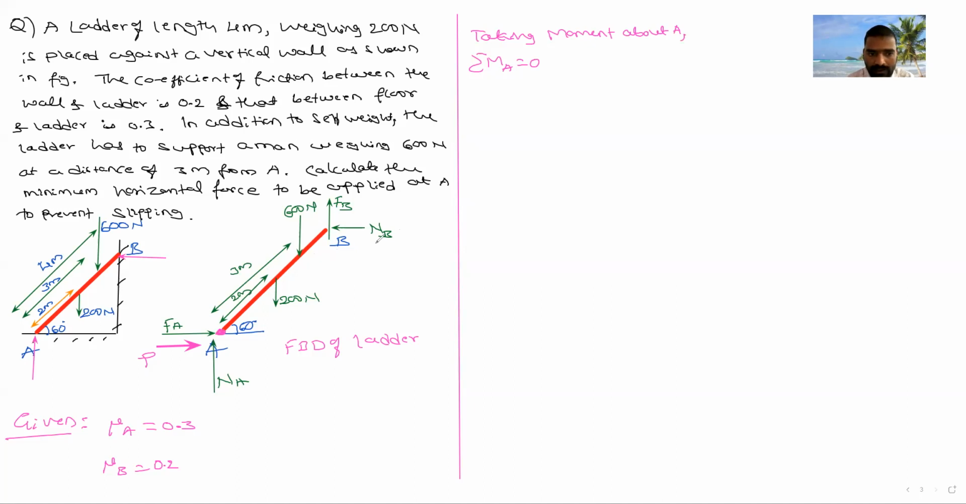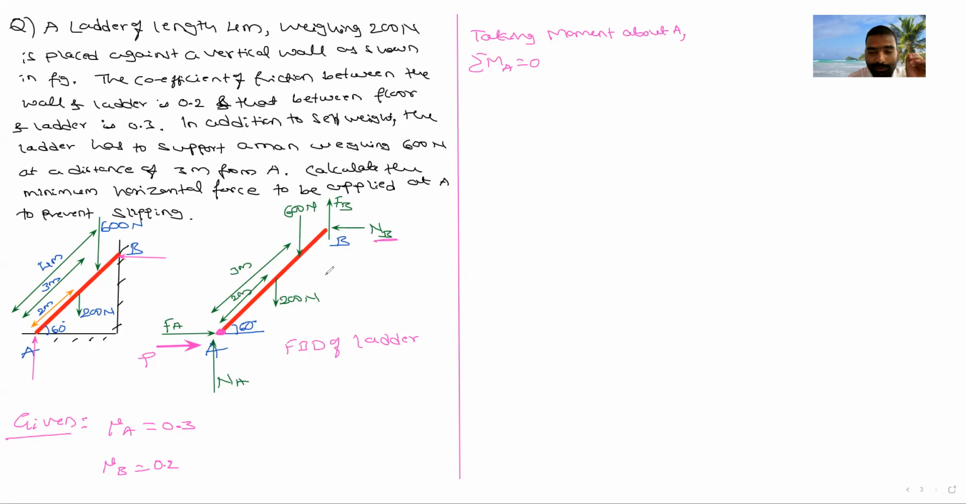Only NB is acting. When NB is acting, is this ladder rotating clockwise or anti-clockwise? Anti-clockwise. So for anti-clockwise, is the moment positive or negative? Negative. What is moment? Force into perpendicular distance. Force is NB. What is the perpendicular distance between A and B?